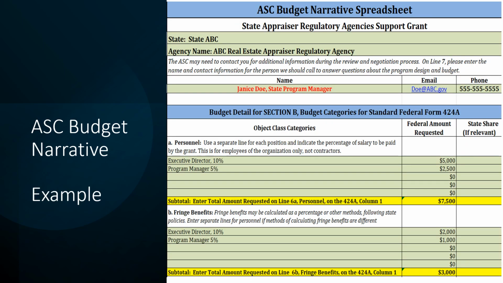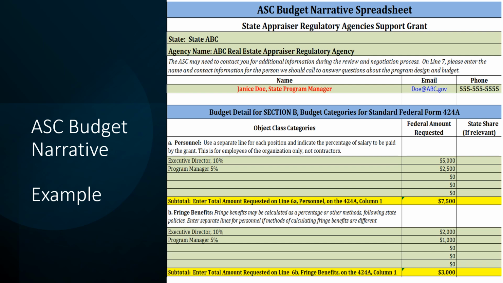Here's an example of a budget narrative filled out for your use. As you can see, the state is State ABC. The agency name is ABC Real Estate Appraisal Regulatory Agency. When you go down to the name, we have the name and title of the individual that we could contact if we had any issues, with their email address and phone number.